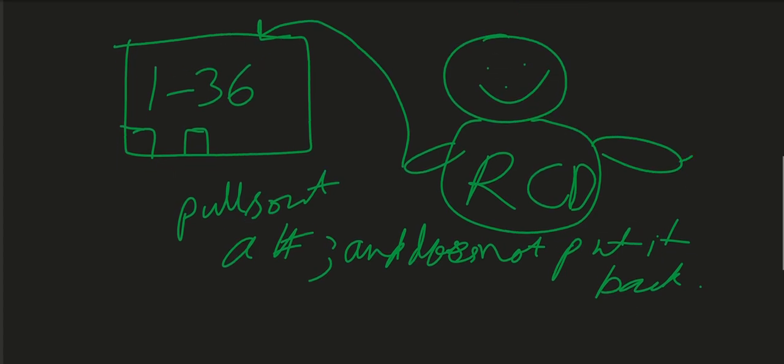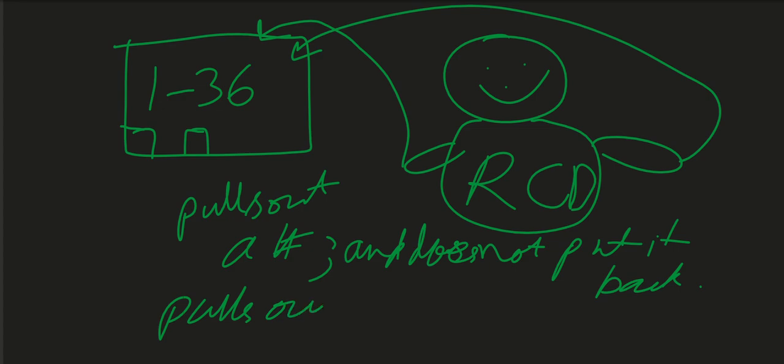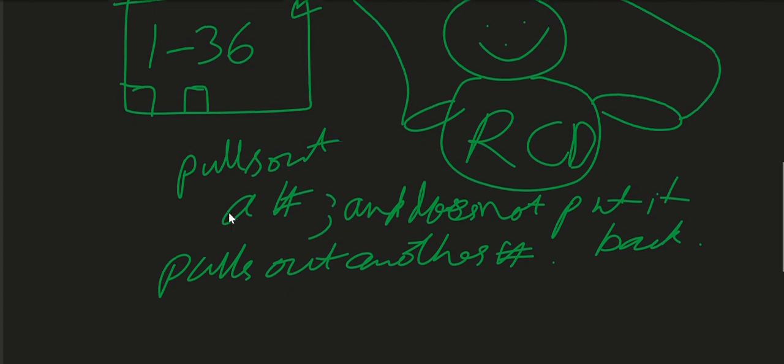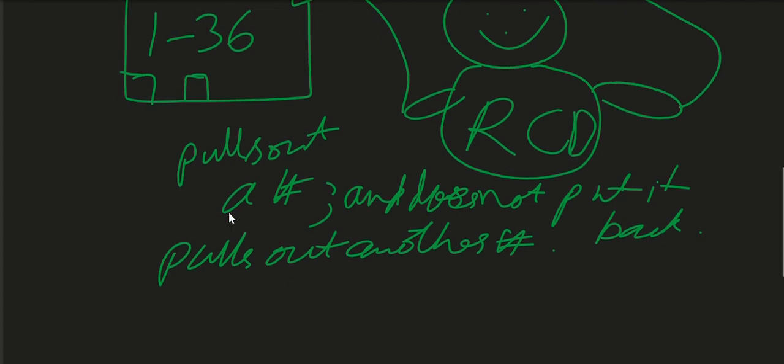And now, we're going to pull another number out. So we basically pull out two numbers. So what is the probability that he pulled out a multiple of 3 and a multiple of 5?